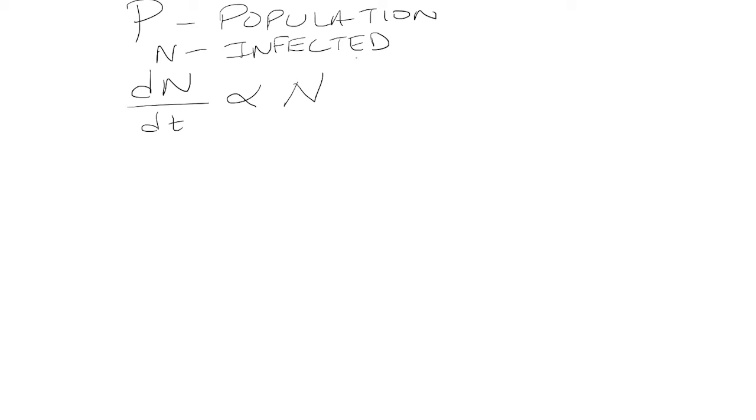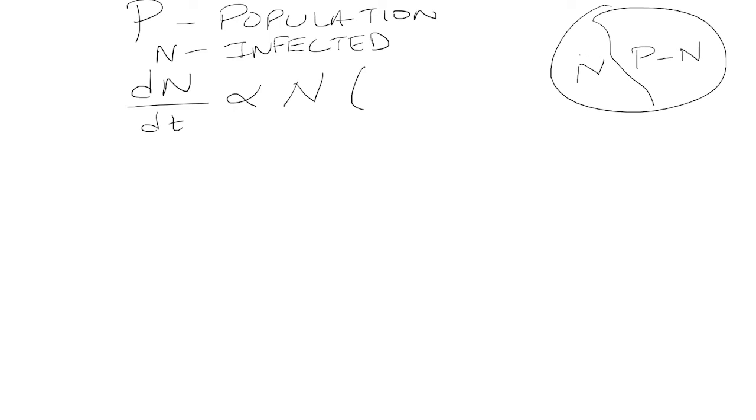and so it's proportional to the product, so product meaning multiply, of the number who have the disease, so n, and the number who do not. So if you have this whole population, n of them are infected, so then p minus n are not infected, because the total of this is p. So the total population is p, n of them are infected, that means p minus n are not infected.